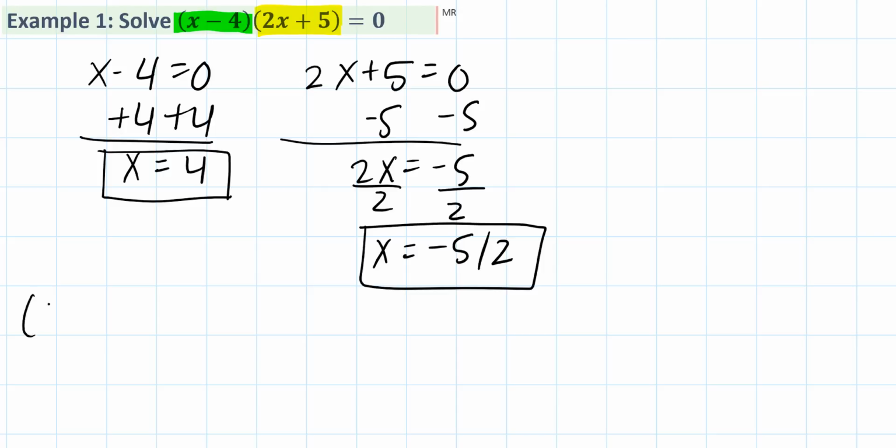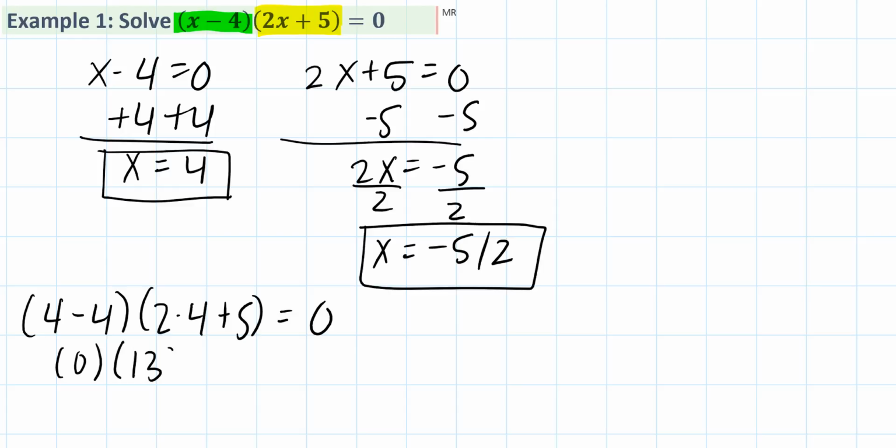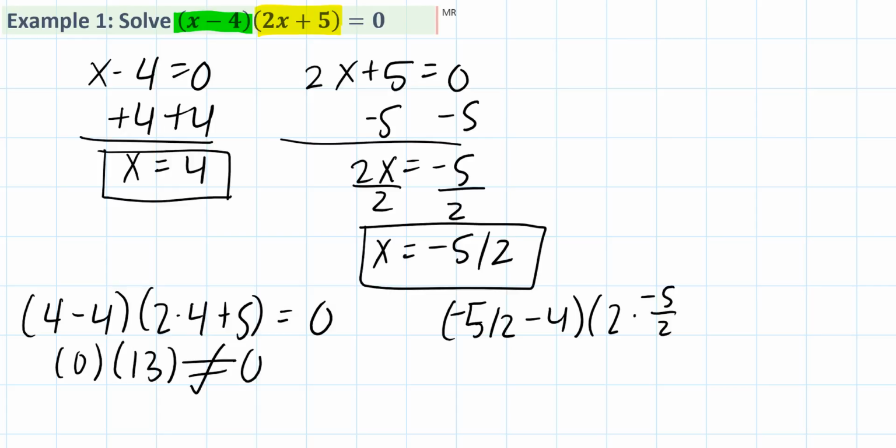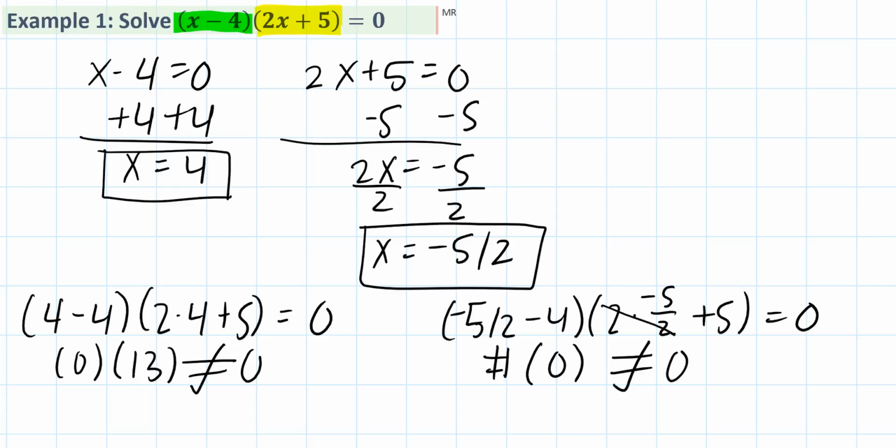Well, let's check our answers. If we substitute 4 into the original equation, we get 0 times 13 is 0. Well, that's certainly true. So 4 is a solution. It's a value that makes the equation true. Well, what about this? If we substitute negative 5 halves into the equation, we get some number over here. 2 times negative 5 halves, that'd be negative 5 plus 5 times 0. And no matter what this other number was over here, 0 times any number will indeed be 0. So we solved or found our two solutions.